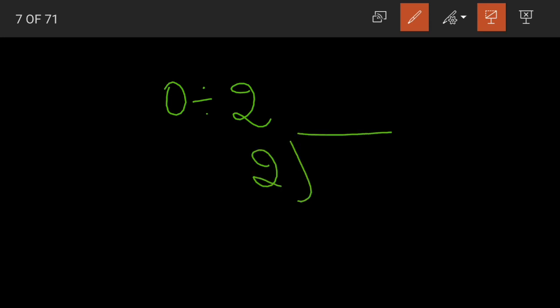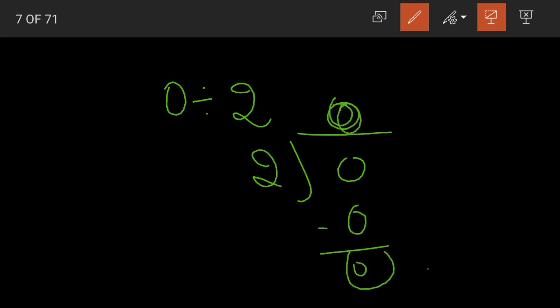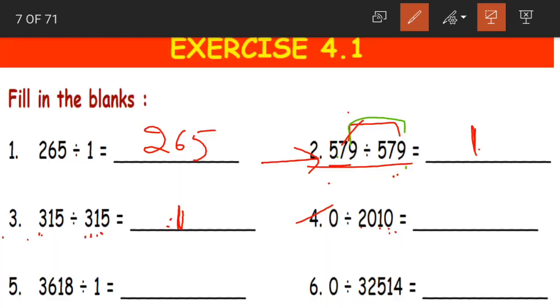Now 2 is the divisor, 0 is the dividend. And when do we get 0 in the 2 table, children? 2 zeros are 0. When we subtract, 0 will be our remainder. What is our quotient here? What is our answer? 0. So what can we conclude? 0 divided by any number will give us 0 only. So 0 divided by 2010 will also give us 0.